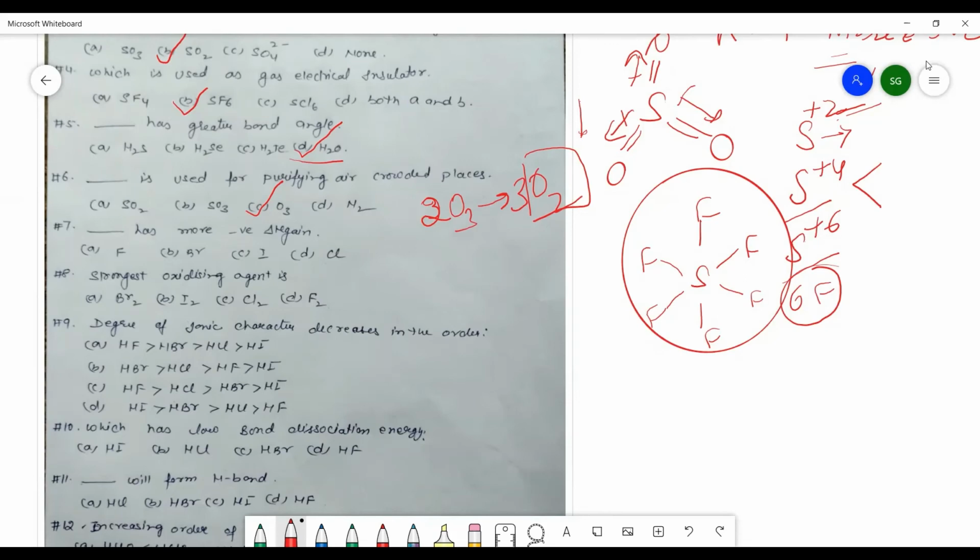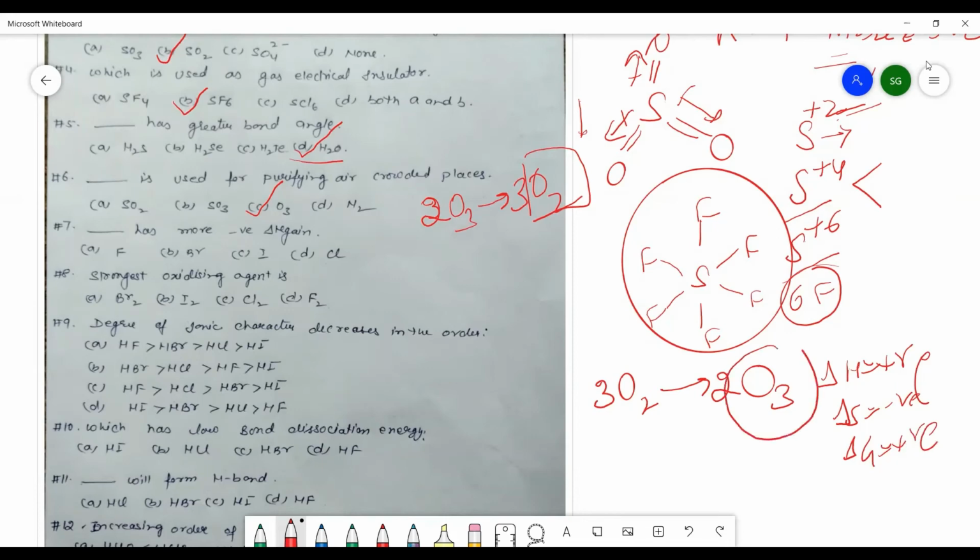As for the formation of O3, when we make O3, you can easily find out, as we have already done, that it is an endothermic reaction. Delta H is positive, delta S is negative, and delta G comes out to be positive. That means O3 is unstable. All these conditions say that O3 is unstable. So it is used as an air purifier.